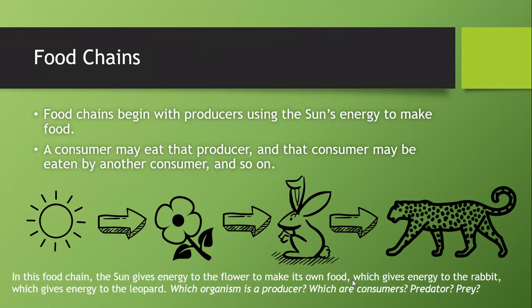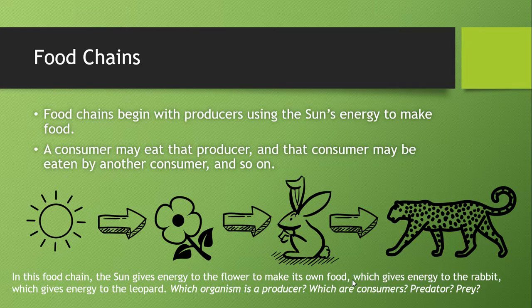A consumer may eat that producer, and that consumer may be eaten by another consumer, and so on. So take a look at the picture. We start with the sun. The arrow then points to the flower. That's because the flower is getting energy from the sun to make its own food. The flower is a producer.